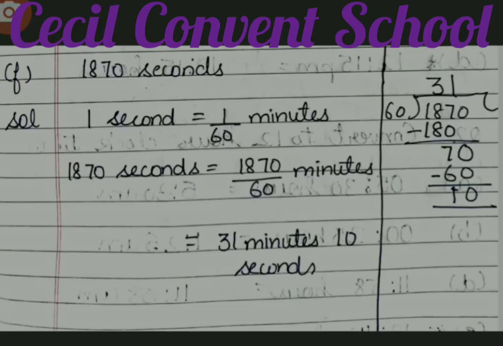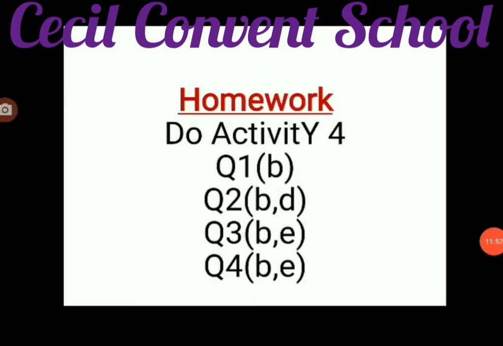Clear students? Now students, listen. Homework of activity 4. Which parts do you have to do? In question number 1 you have to do B part. Question number 2 B and D part. Question number 3 B and E part. And question number 4 B and E part.